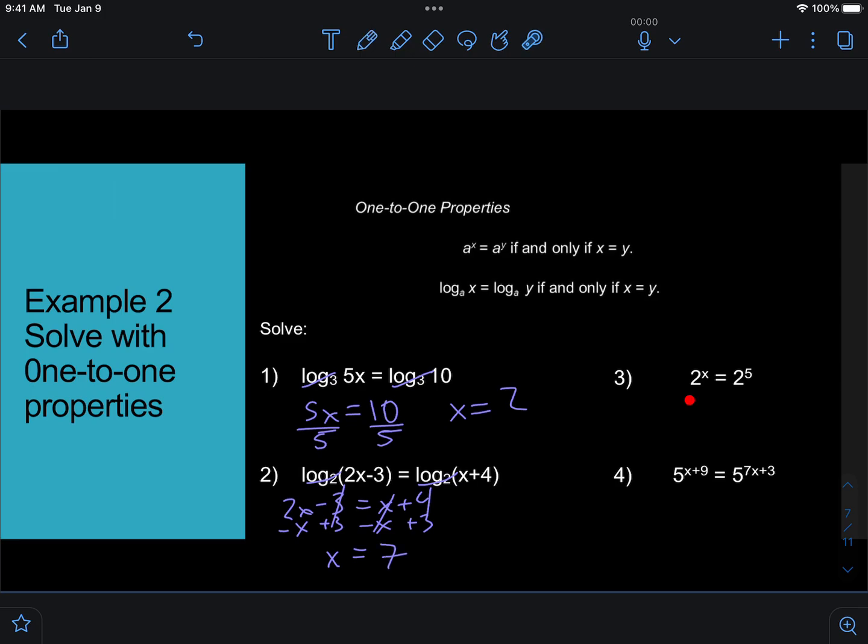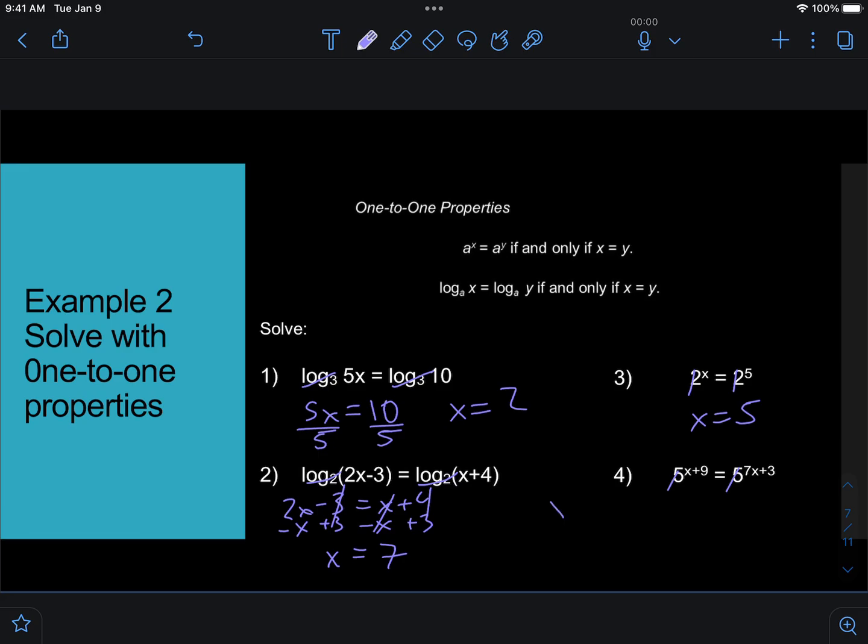All right, on the other side here, number 3, 2 to the x equals 2 to the 5th. Well, in order for this to match, x has to equal 5. The exponents have to match, so x is equal to 5. And then same thing with the next one. We can cross out the 5s and solve what is left.